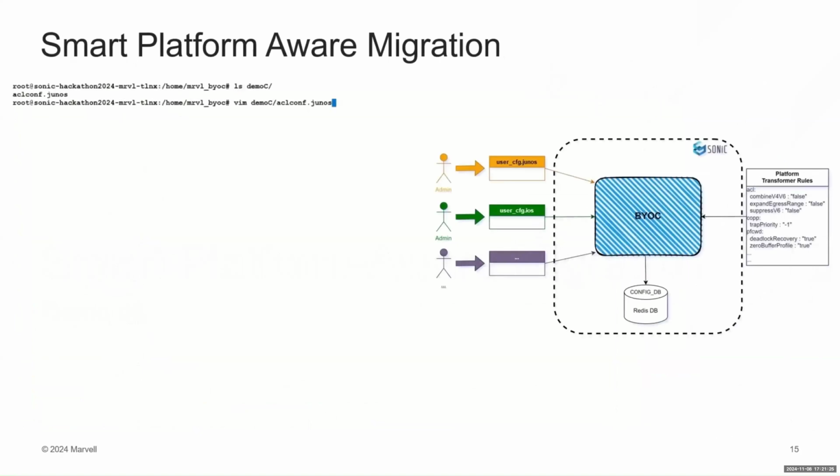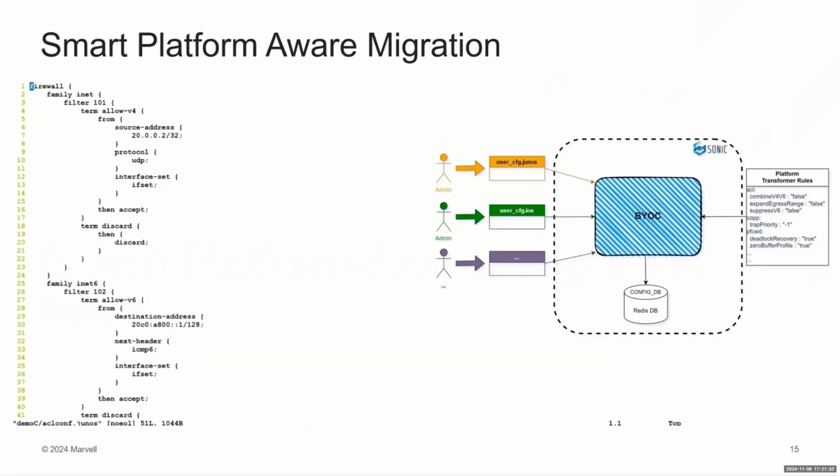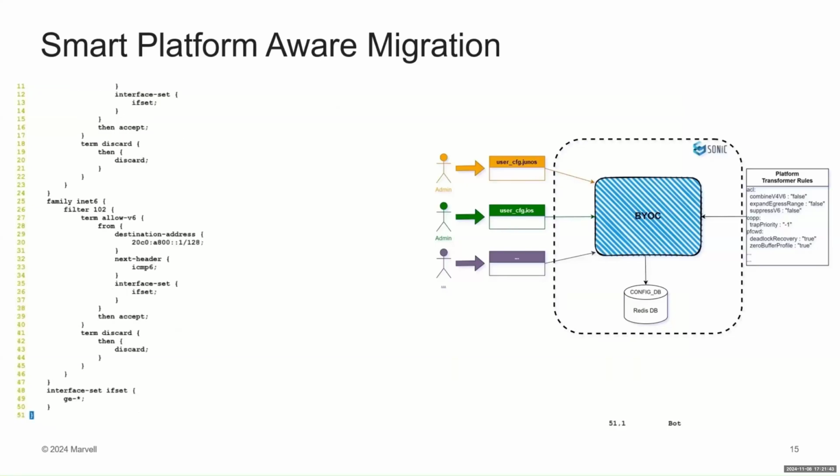We will see a sample user Juno's configuration that supports separate v4 and v6 ACL tables and corresponding rules. Family inet, highlighted in orange, represents the v4 table with two rules: one to allow UDP packets from a specific source IP address, and the other to drop the remaining. Family inet6, highlighted in blue, represents the v6 table with two rules: one to allow ICMPv6 packets to a specific destination address and drop the remaining.